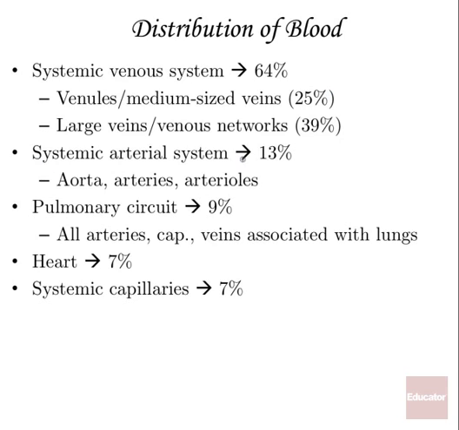In the systemic arterial system, when you look at the major arteries, approximately 13% of your total blood volume is located in the aorta, the brachial artery, the femoral artery, etc. Pulmonary circuit, all of those arteries and veins associated with the lungs, even all the capillaries, slightly less than 10% of your total blood volume is located in there. The heart, about 7%. Blood doesn't stick around in the heart for very long. And then the systemic capillaries, all of the capillaries, amazingly, all throughout your body other than the lungs, 7%.